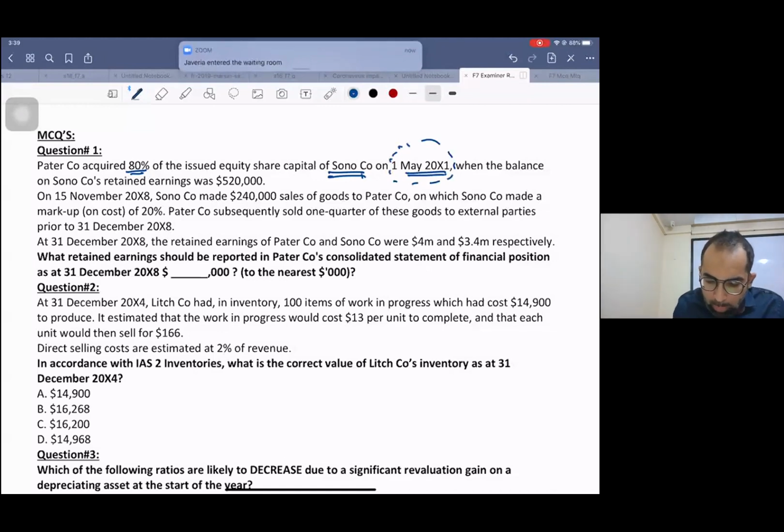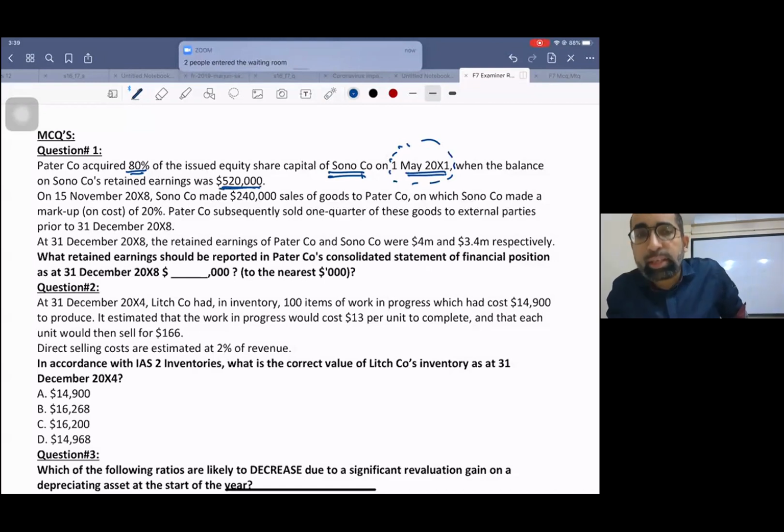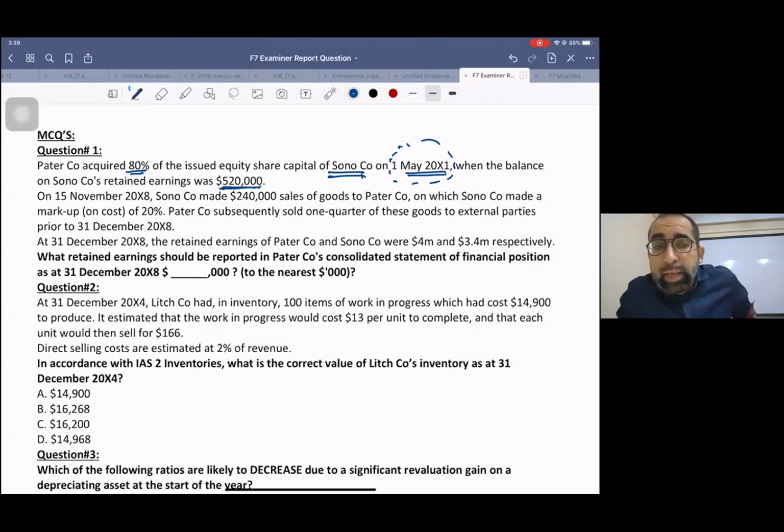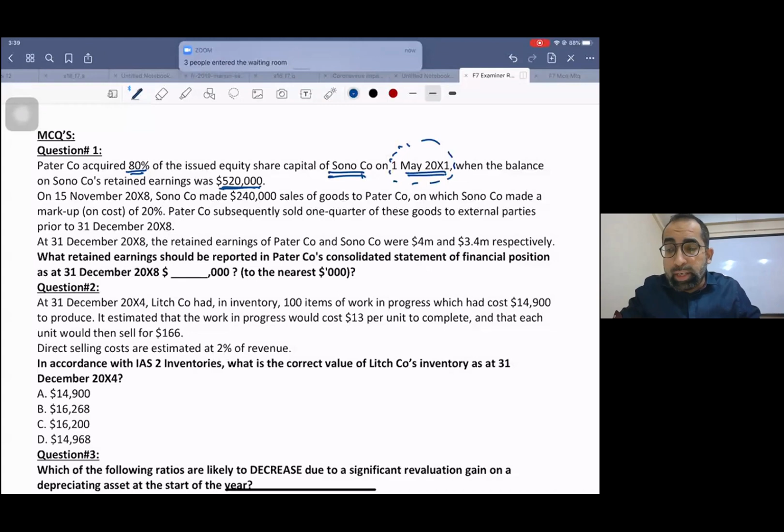When the balance of Sono Company's retained earnings, see, this is the acquisition date retained earning. In a normal question, this acquisition date retained earning has its own importance because this is used in the acquisition date net assets packet. Hope you remember this. And this is used for goodwill calculation as well.